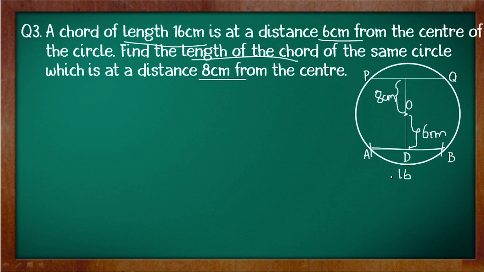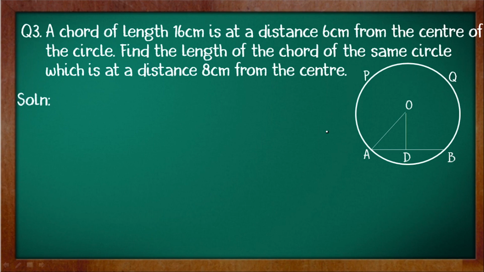Okay, so now here we have AD, the length is given, and OD is also given as 6. Here the distance from the center is given, but the length of PQ is not given. So we need to find the length of PQ. To find the length of PQ, we need to know the radius. So to find the radius, we'll take the help of this lower triangle. We'll join this and find the radius, and then we'll use the radius to find the length of PQ. Okay, so let's start.